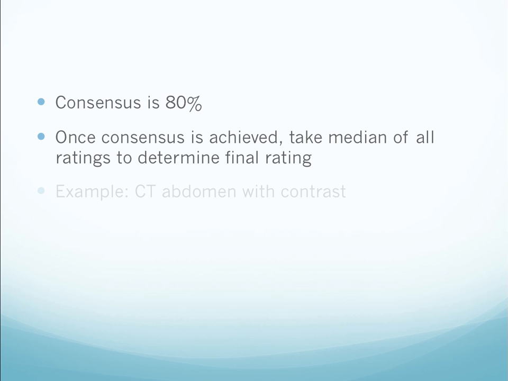For example, let's say that CT abdomen with contrast receives the ratings of 1.6, 1.7, 6.8, and 2.9. Since greater than 80% of the ratings are a 7, 8, or 9, there is consensus that this modality is usually appropriate. Taking the median of these ratings, the final rating is an 8.